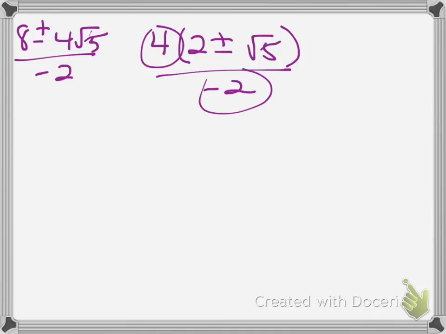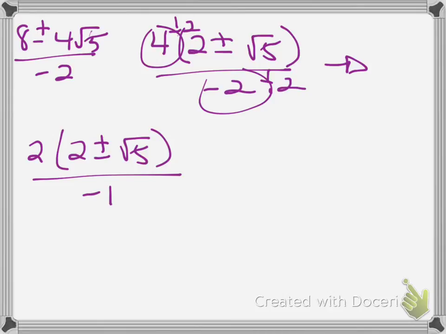So looking at 4 and negative 2, I can divide them both by 2. Okay, so I end up getting 2 times the quantity of 2 plus or minus square root of 5 all over negative 1.